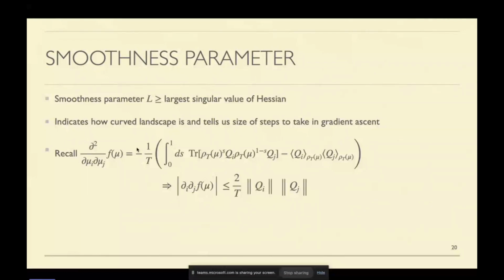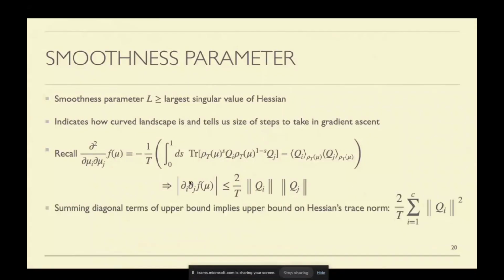If you want to bound this absolute value, you would use the triangle inequality. When you do so, you'll get that this term is less than the infinity norm, because these are observables evaluated on states. Then if you use Holder's inequality, you'll get that this term is also less than the product of the spectral norms of qi and qj. If you sum the diagonal terms of this upper bound, because the Hessian is positive semi-definite, that implies an upper bound on the Hessian's trace norm given by this.